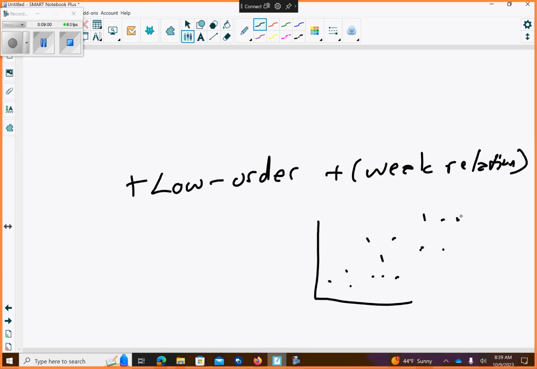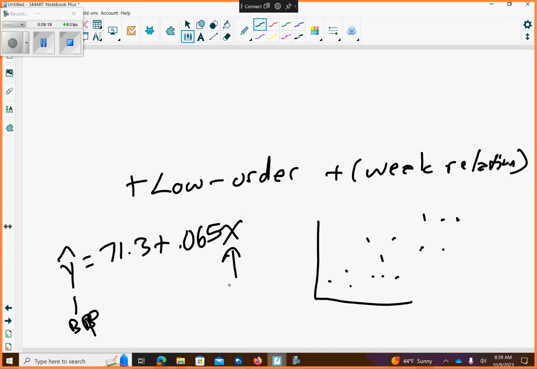so they realized they have this one backwards. So they have y hat equals 71.3 plus 0.065x. I'm rounding to 2 decimal places. Okay. So y hat is the systolic, so that's the blood pressure, and then the x value is our cholesterol level.